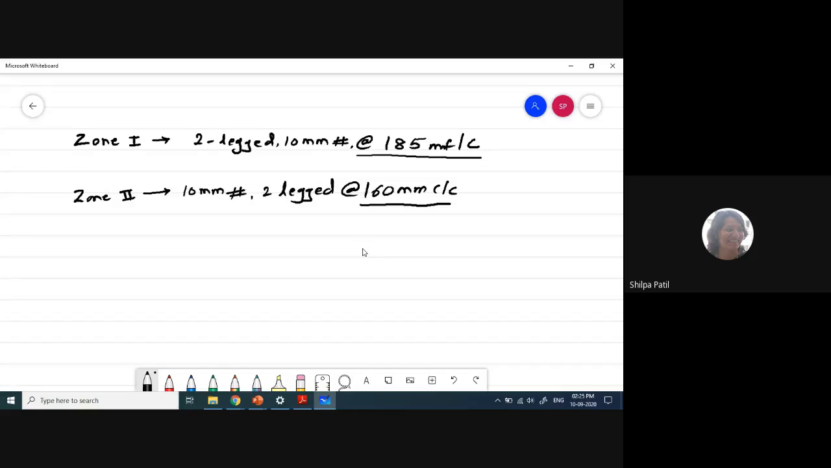10 mm two leg stirrups, you are getting the spacing of 185 mm. Yes, ma'am. And for zone 2, what is the VUSV value you are getting? 210.8. Okay. And 10 mm two leg stirrups? 160 mm center to center spacing. Okay. All right. Fine. And for zone 3? 300 mm. Correct.